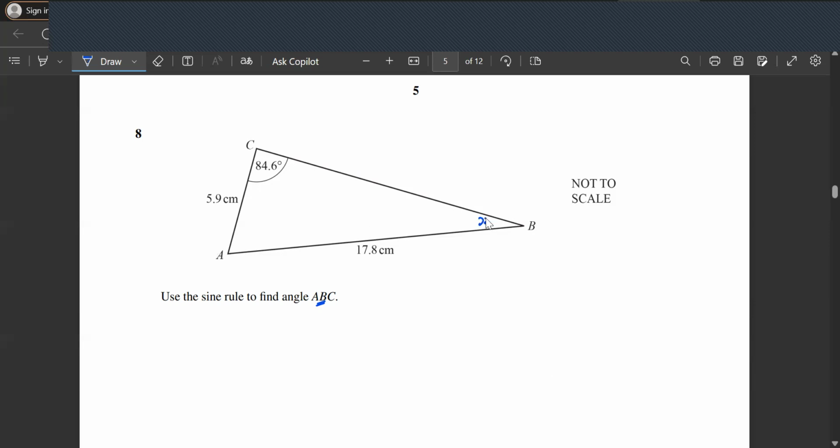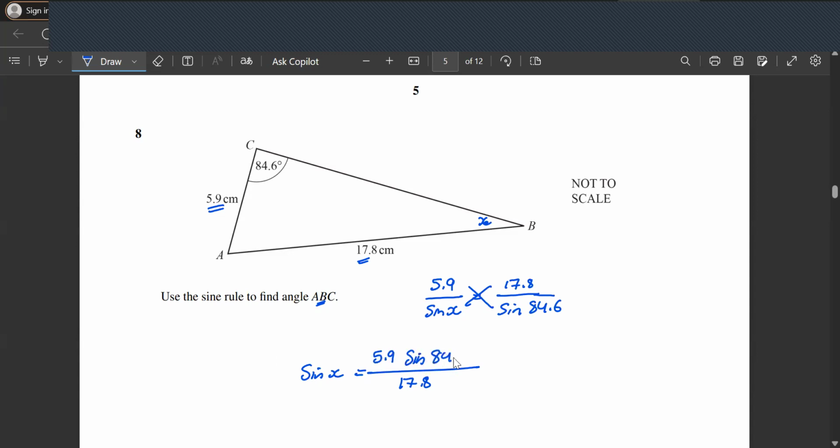Okay, I will name it X. So what should I do? The side in front of it, 5.9 divided by sine X equal the other side, which is 17.8 divided by sine 84.6. Then do what? Cross multiplication. So sine X equal down here 17.8 and up here 5.9 multiply by sine 84.6 and do it on the calculator.